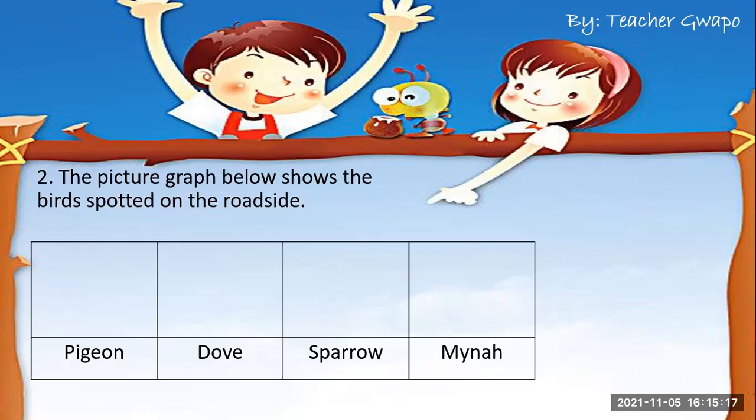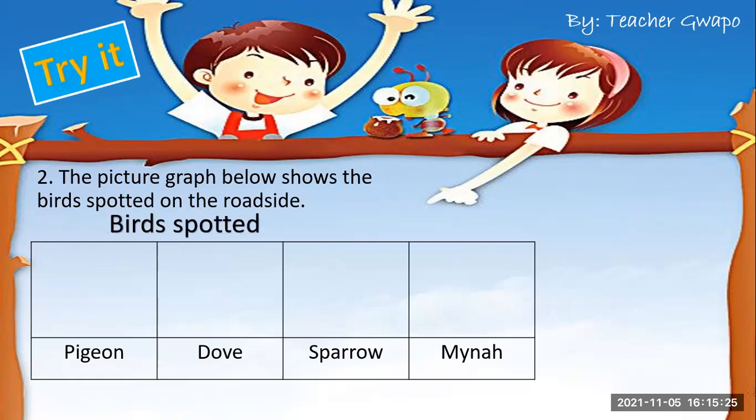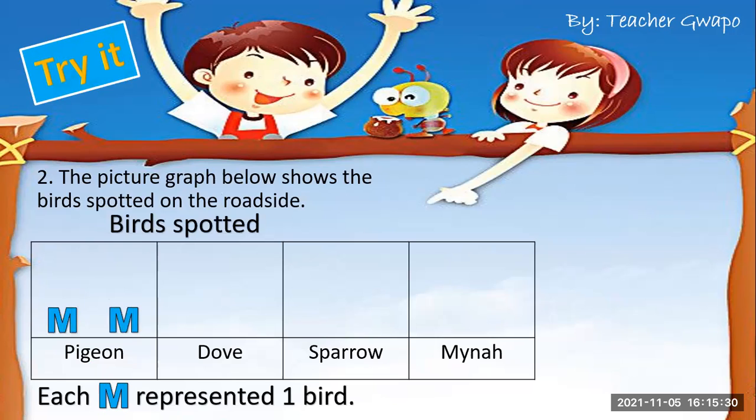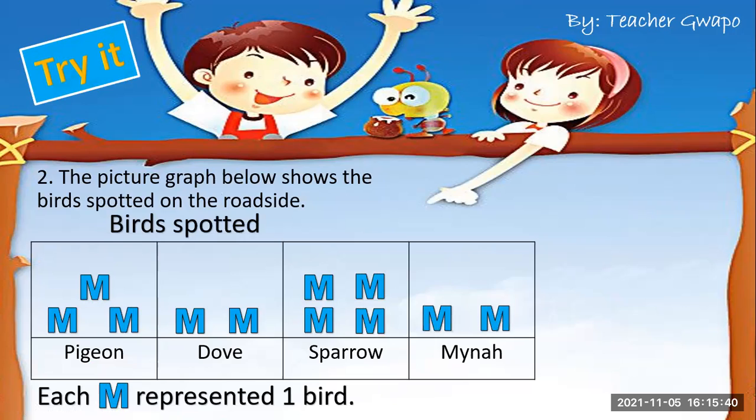Now another example. This picture graph shows the birds spotted on the roadside. We have the pigeon, the dove, the sparrow, and the myna. For this one we will use the letter M. So 1, 2, 3, that means 3 pigeons. Dove, 2 doves. Sparrow, 4 sparrows. Myna, 3 mynas. If you can see here, 3M means 3 pigeons, 2M, 2 doves, 4M, 4 sparrows, and 3M, 3 mynas.